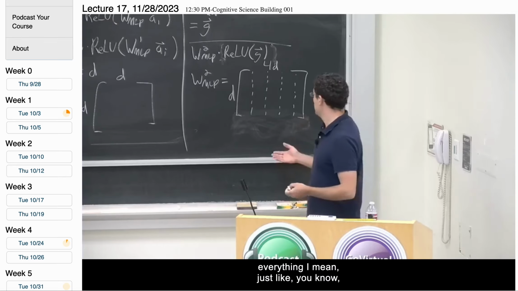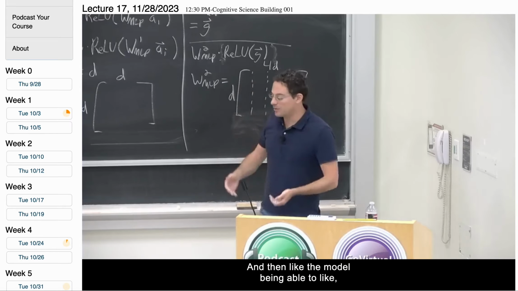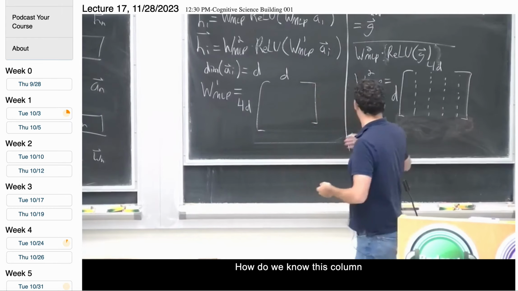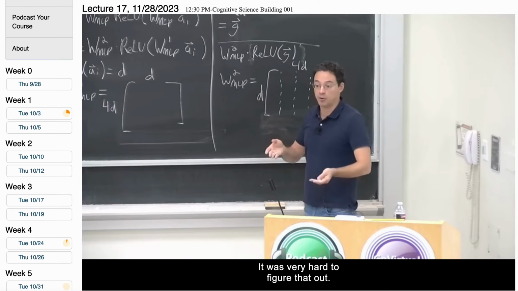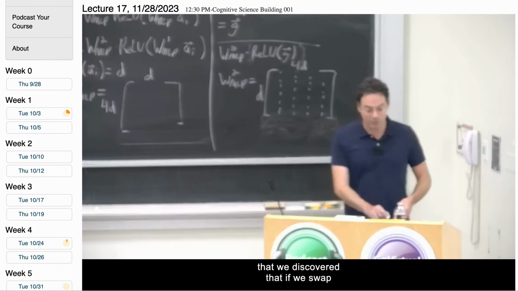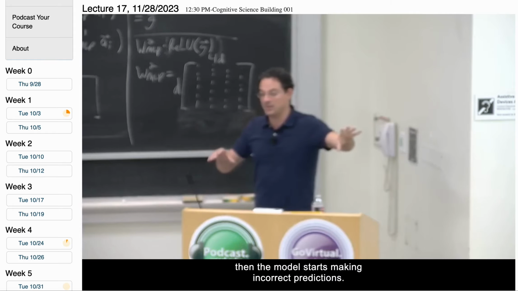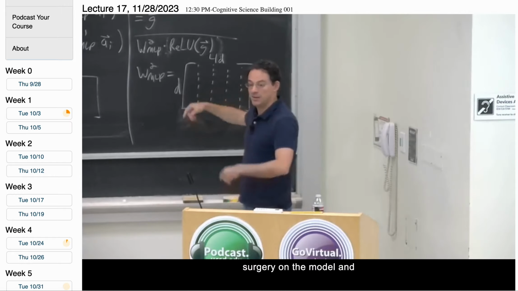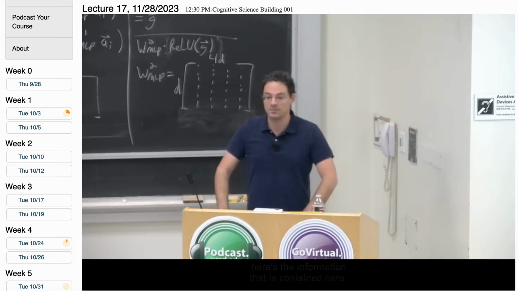Everything, the columns just end up being numbers, and those numbers all have to be learned. There's a question of how we know that this column represents the capital of Italy. How do we as humans know what that information represents? It was very hard to figure out. The way we did it is that we discovered that if we swap this particular column with another column that we think represents the capital of France, then the model starts making incorrect predictions. We do surgery on the model and then observe the consequences. That's how we figure out what information is contained here.